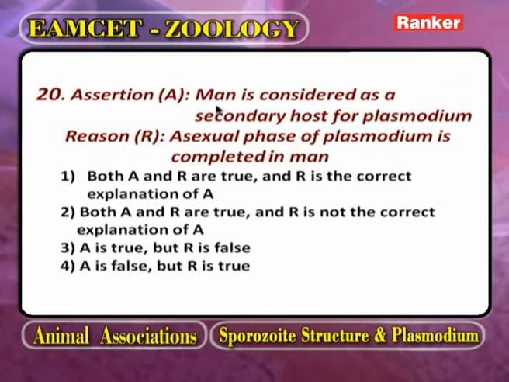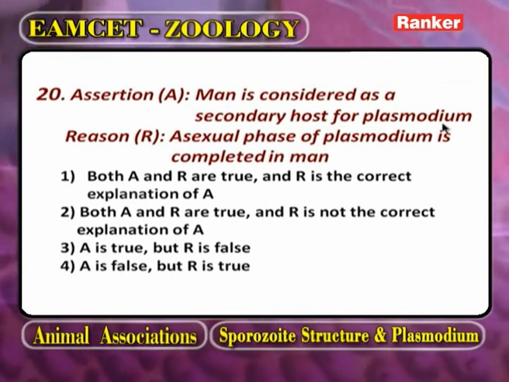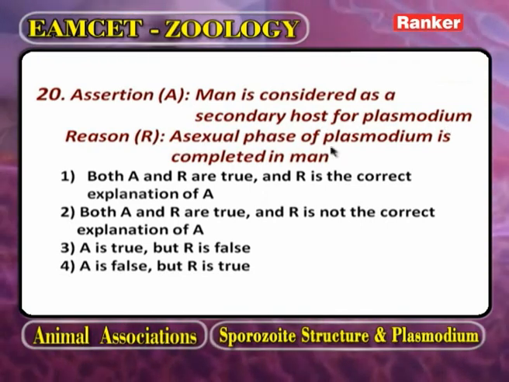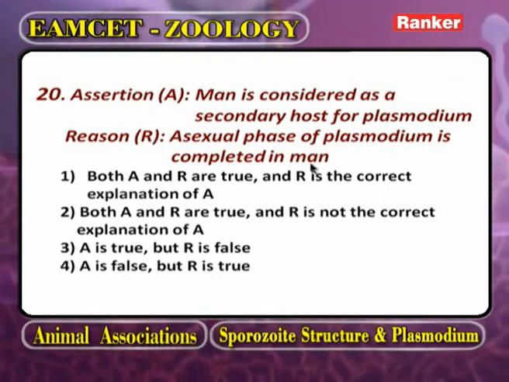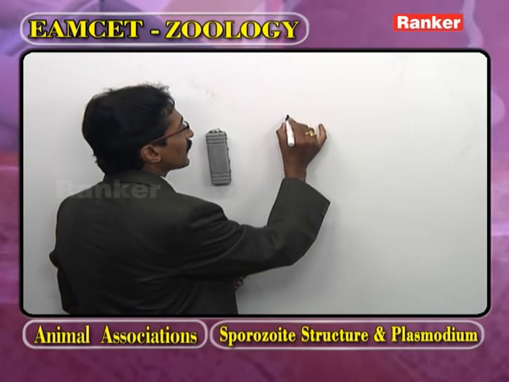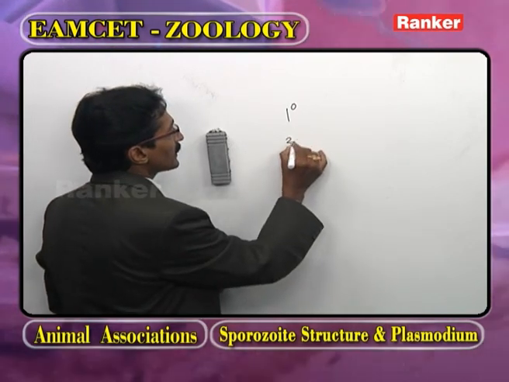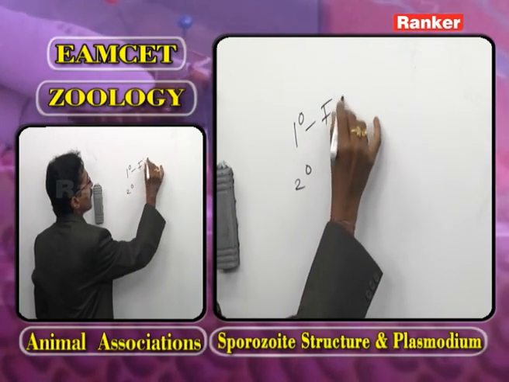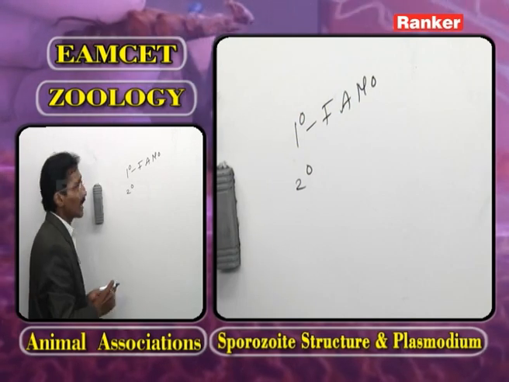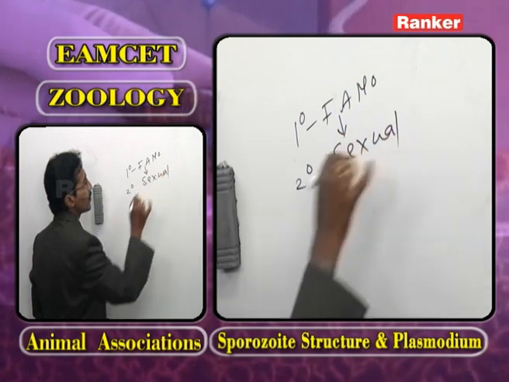Assertion: in the life history of Plasmodium, man is considered the secondary host for Plasmodium. Reason: the asexual phase of Plasmodium is completed in man. Now as we observe the life history of Plasmodium, this symbol indicates the primary host and this symbol indicates the secondary. What is the primary host? The female Anopheles mosquito, because in the female Anopheles mosquito the parasite completes the sexual cycle.